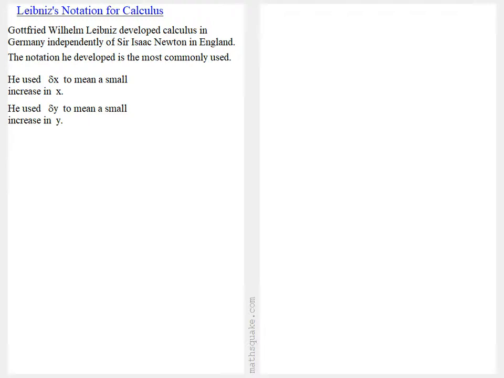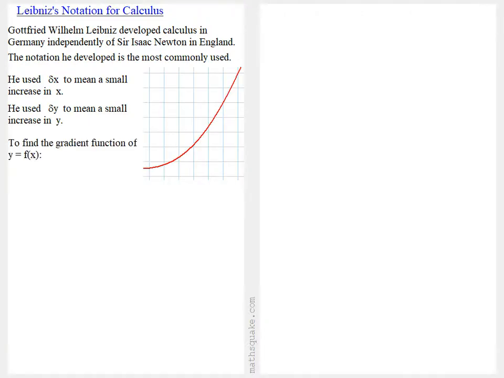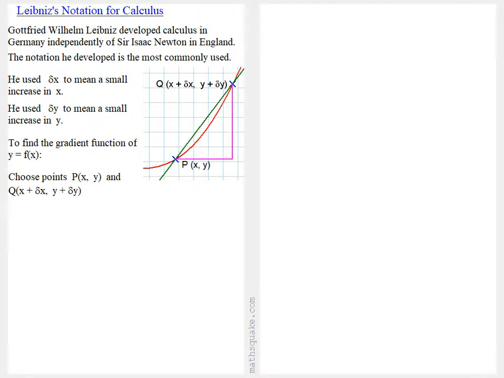He used delta x to mean a small increase in x and delta y to mean a small increase in y. To find the gradient function of y equals f of x, we choose 2 points on the curve, P with coordinates x, y, and Q with coordinates x plus delta x, y plus delta y. We then draw a triangle under the line.